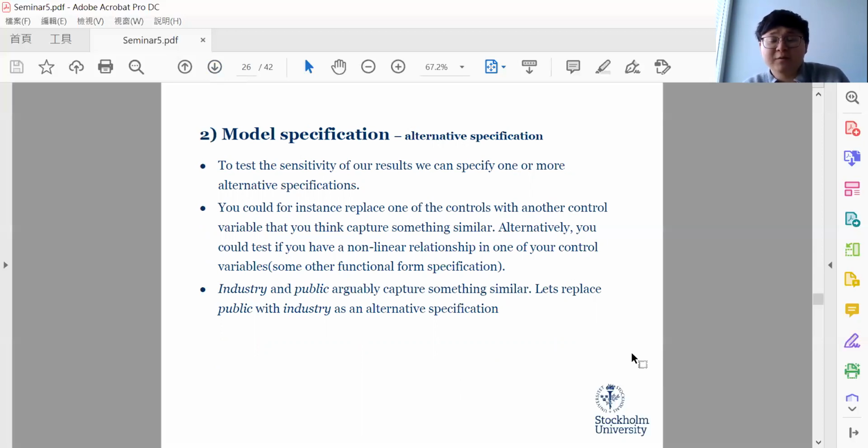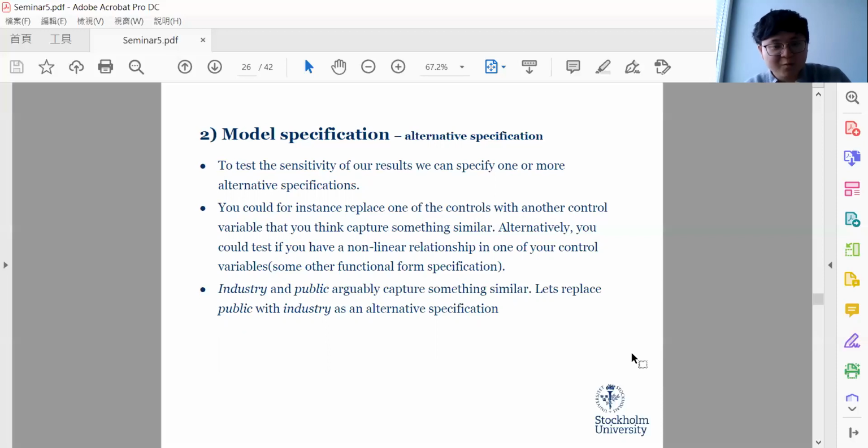To test the sensitivity, I mean the stability, of our results, we can specify one or more alternative specifications. For example, you can change the way that you measure education, like what we just did. Or you can replace one of the controls with another control variable that you think might capture something similar. And the third one is that you can change the functional form. For example, you can change experience and add experience cubed or other terms.